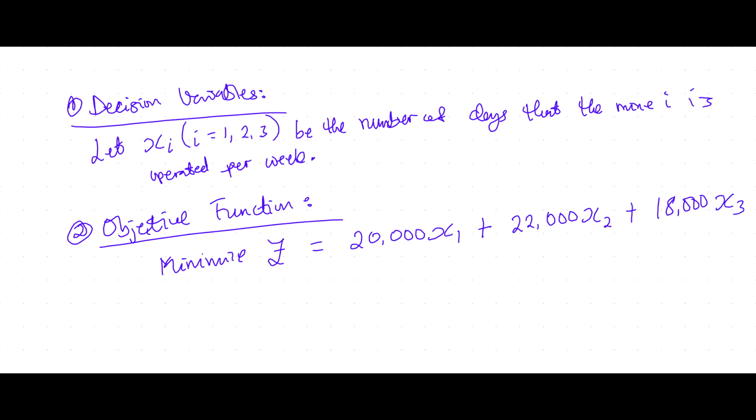Right? So the number of days we are producing in a particular week. So this is the objective function, right? Then the system constraint is... so system constraint. What are the system constraints or the restrictions?